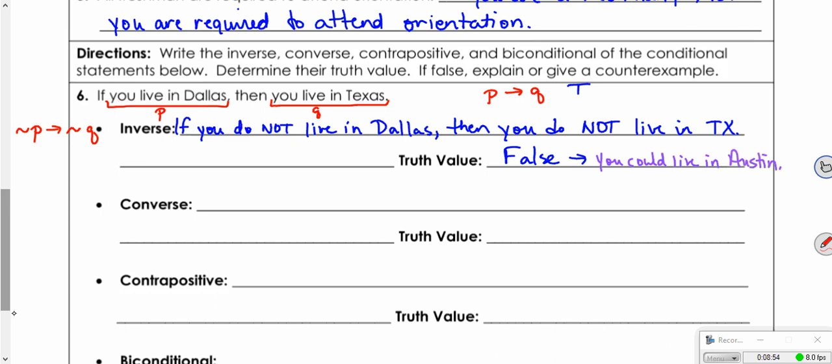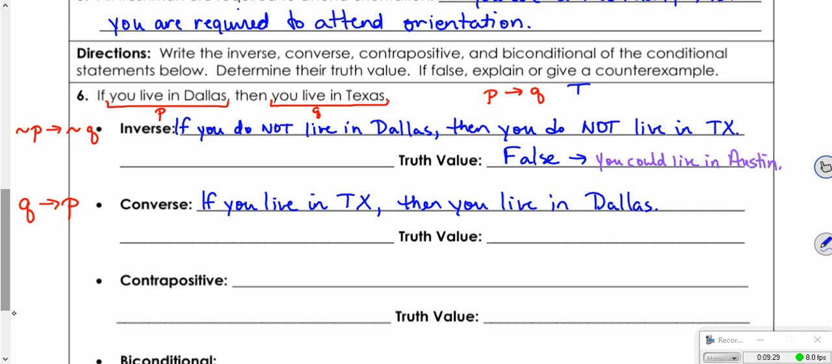Now, converse. For the converse, you literally flip-flop the P and Q, your hypothesis and conclusion. So converse is if Q, then P. My converse statement would be: if you live in Texas, then you live in Dallas. This goes right along with the one above, same kind of rationale. That would also be false. If you live in Texas, you do not necessarily live in Dallas. You could live in Austin or Houston or Lubbock or whatever.